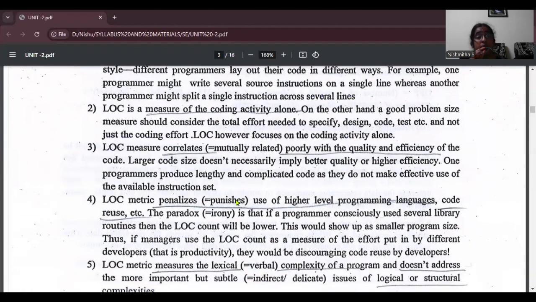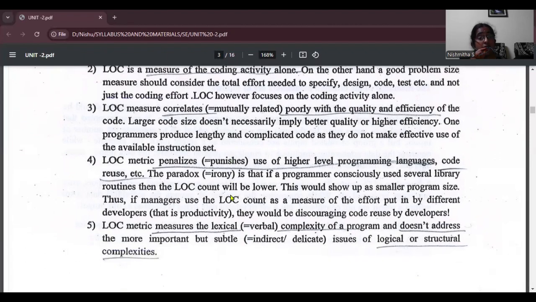The LOC metric penalizes the use of higher level programming languages, code reuse, etc. A paradox is that if a programmer consciously uses several library routines, then the LOC count will be lower. This would show up as a smaller programming size. Thus, if managers use the LOC count as a measure of the effort put in by different developers, they would be discouraging code reuse, which means that a project manager should never depend upon lines of code to estimate the developer's capacity or capability.